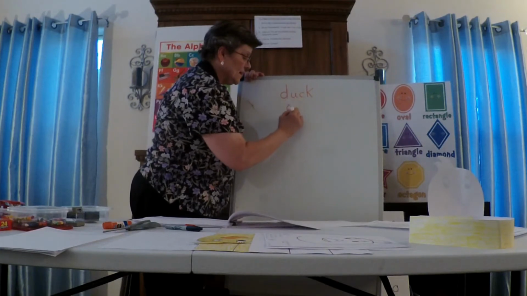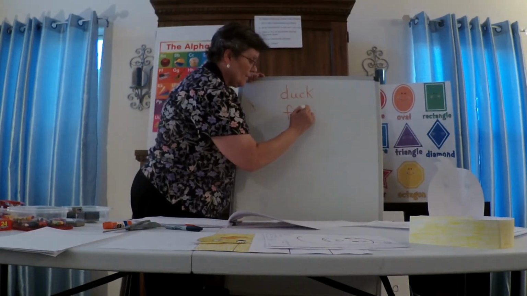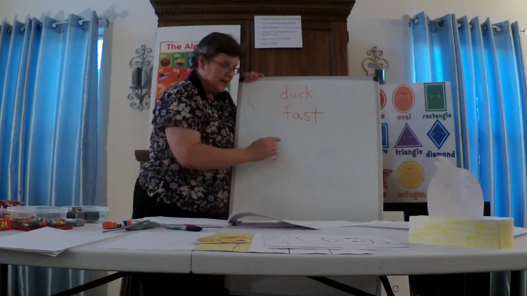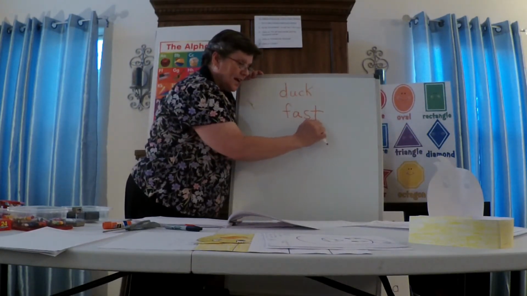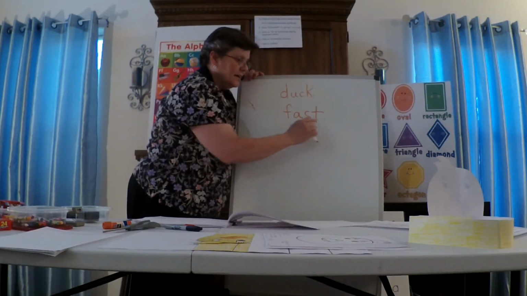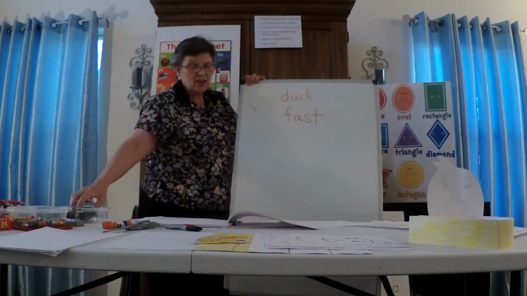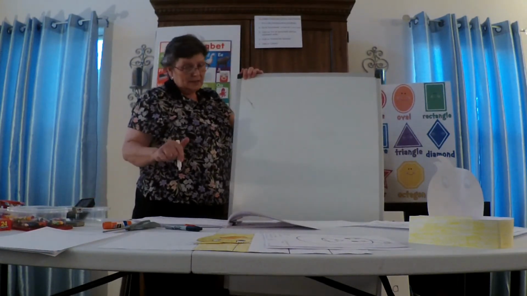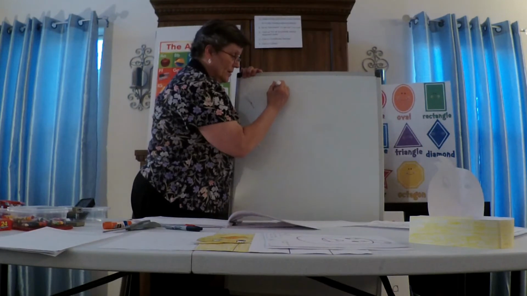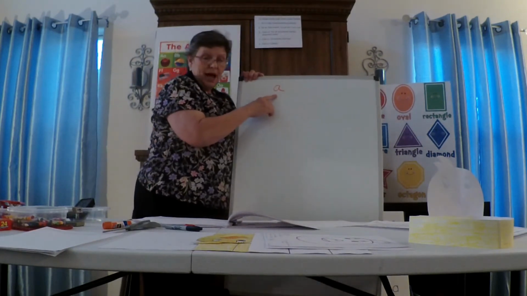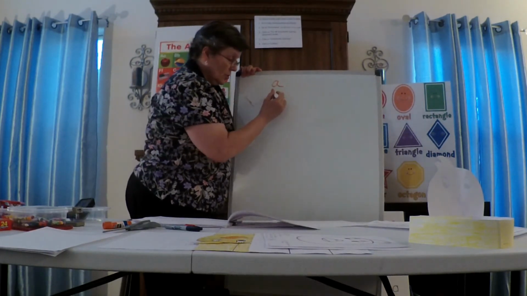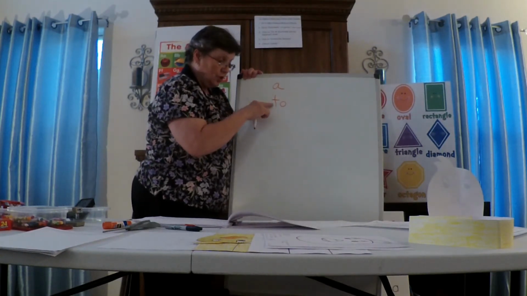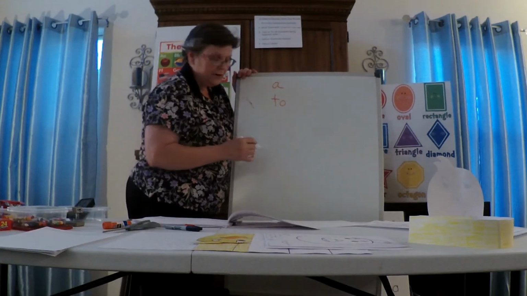Ready? See if you can make the sounds as I go. Let's try it together. Fast. Fast. Fast. Good. Okay, now we have some sight words in here. These are words you can't sound out. I'm just going to write them real quick. A. I went to a market. To. I went to a market. Okay, good. How about this one?